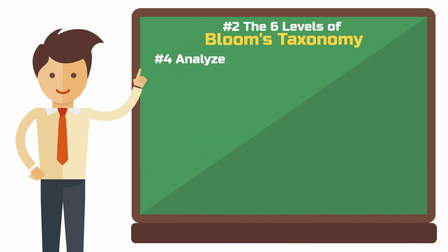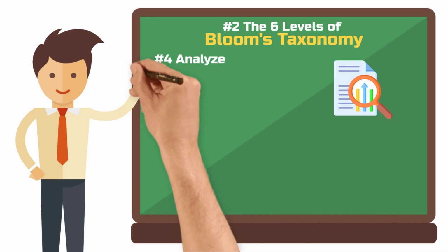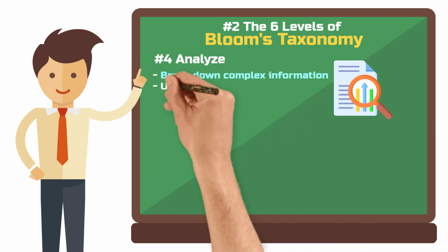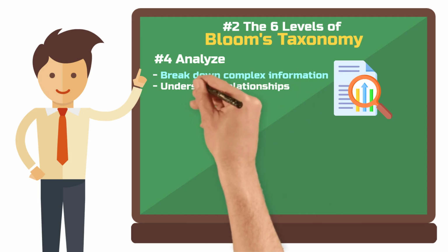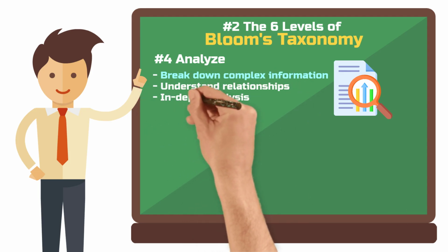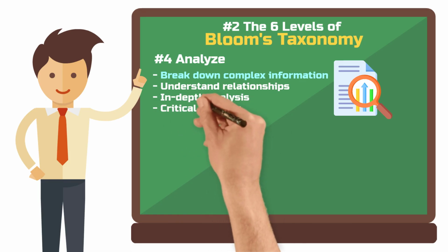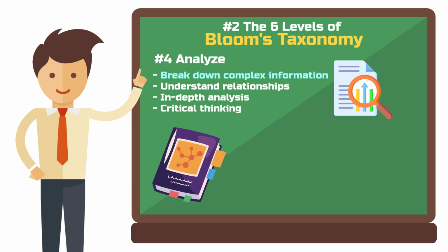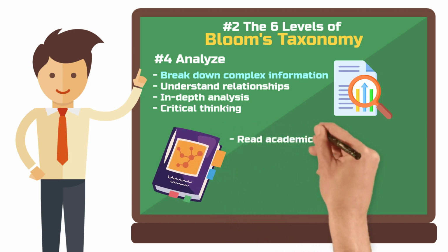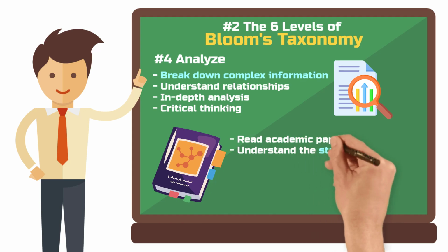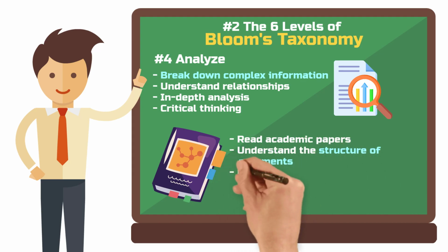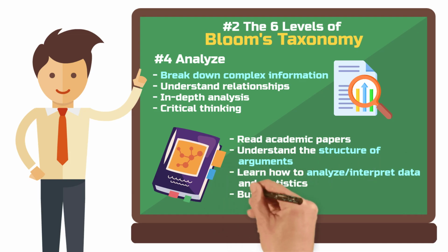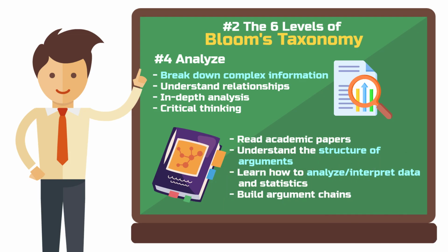Level 4, analyze. Analyzing involves breaking down information and understanding the relationships between the parts. These questions often require in-depth analysis of texts, data, or theories. They test your critical thinking skills and ability to dissect complex information. You can practice this by reading academic papers and understanding their argument structures. Or look at how data and statistics are analyzed and interpreted. You could also create argument chains to sharpen your analytical skills.